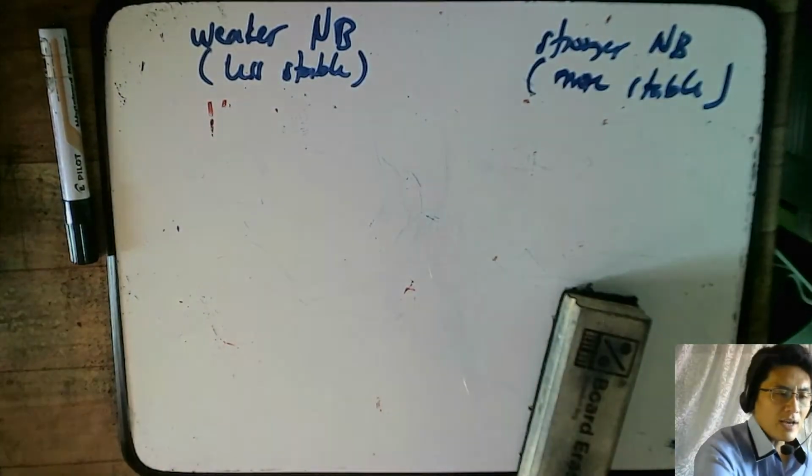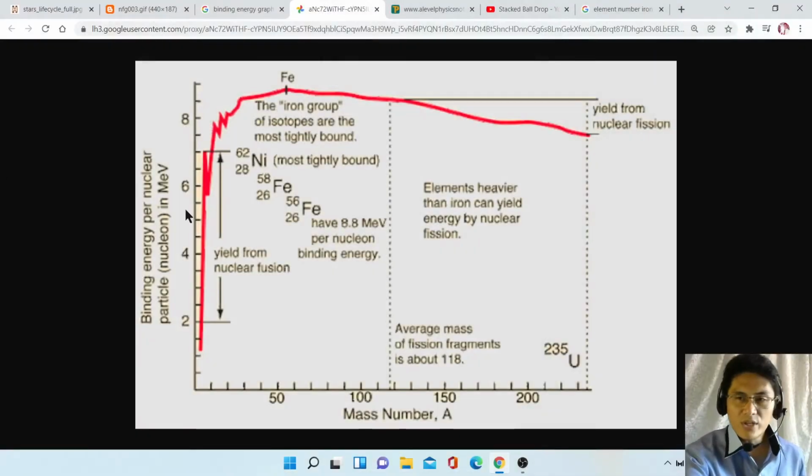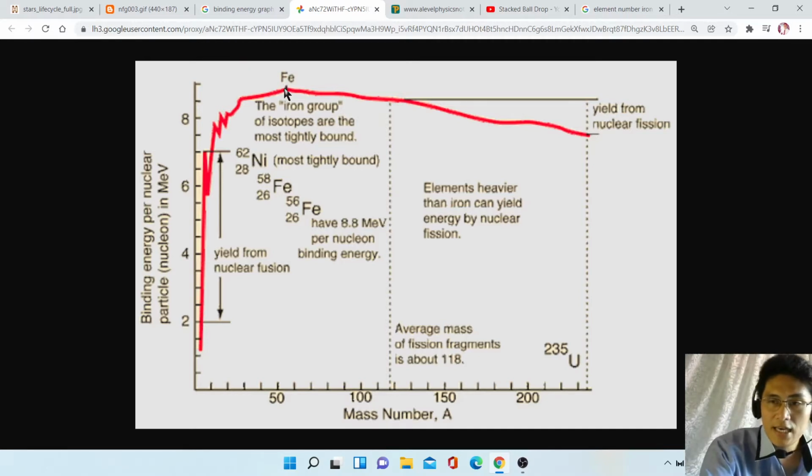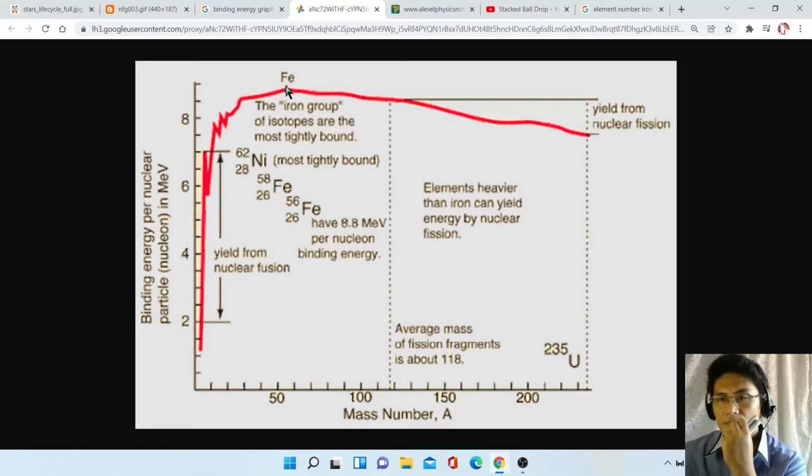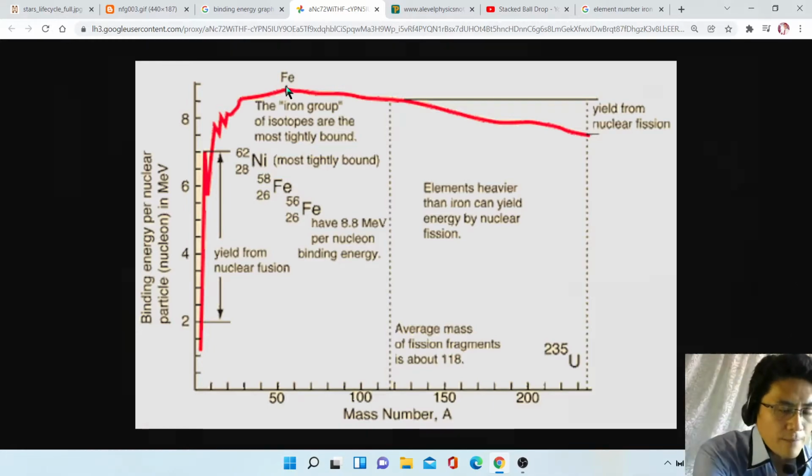So therefore, if you look at this graph now, what you can say is that iron is the most stable element, specifically iron 56. And hydrogen is not that stable. It's actually weaker. It's less stable than, for example, helium, less stable than carbon, less stable than other elements that are bigger than that. And in fact, the most stable of all is iron. Okay?